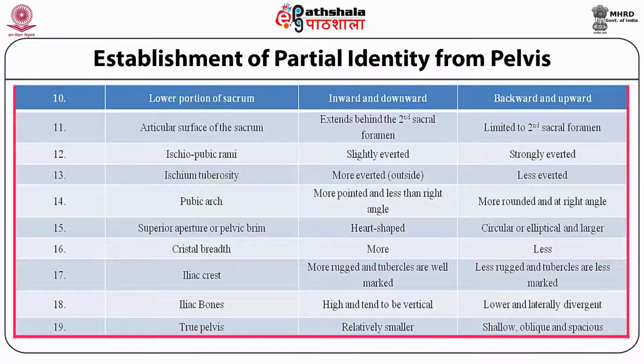The articular surface of the sacrum extends behind the second sacral foramen. In females, it is limited to the second sacral foramen. The ischial tuberosity in males is more everted, whereas in females it is less everted. Crest breadth in males is more, whereas it is less in females. Iliac bones are high and tend to be vertical in males, and lower and laterally divergent in females. Lastly, the true pelvis is relatively smaller in males, and it is shallow, oblique and spacious in females.